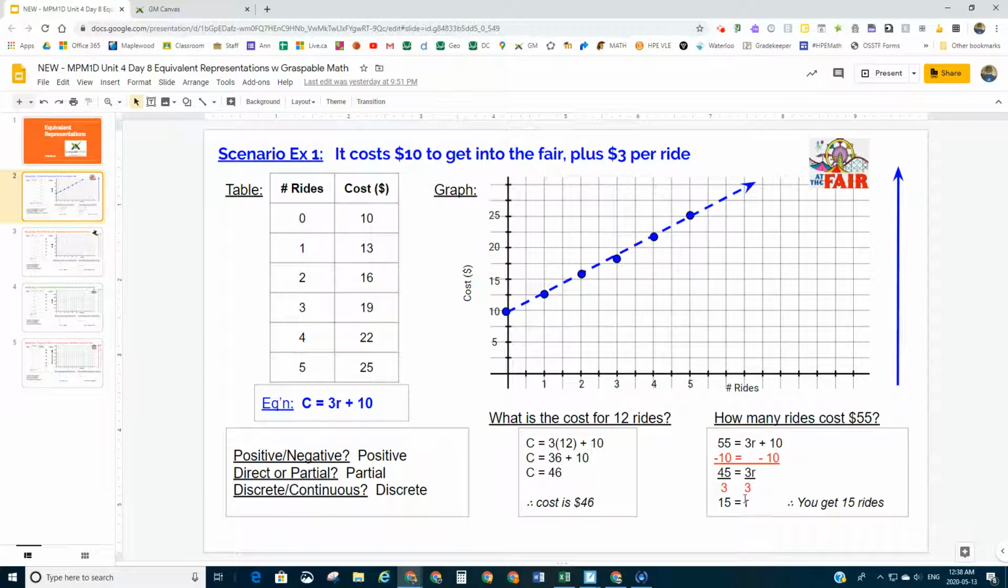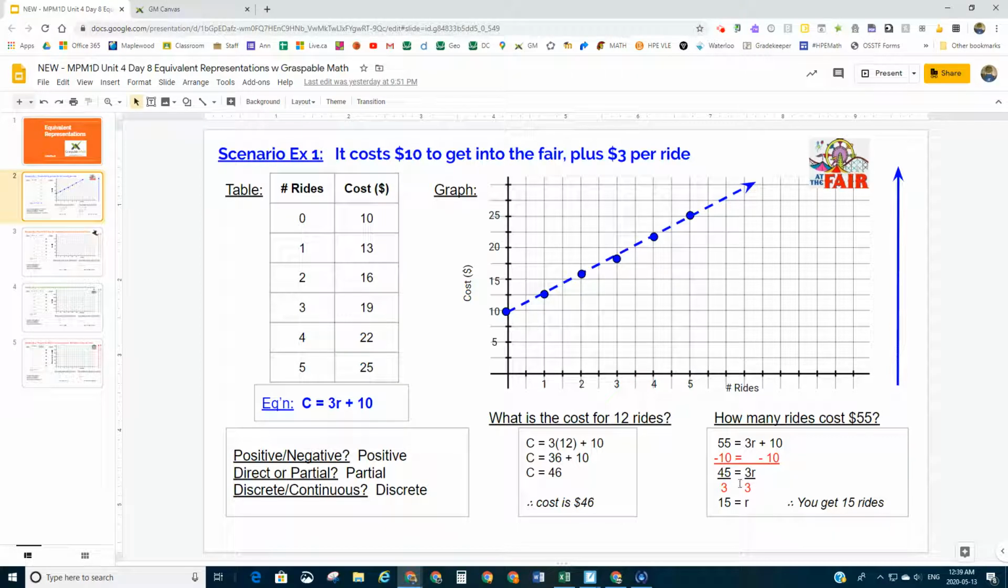But the second one was a bit more challenging. How many rides did you ride, if you paid $55? So remember, to solve this, we had to replace the C with 55, and you have to subtract 10 from both sides, which was more difficult to type out. Get your answer and divide both sides by 3.